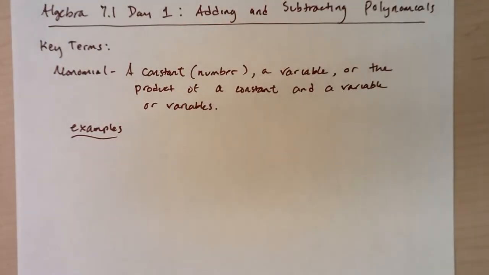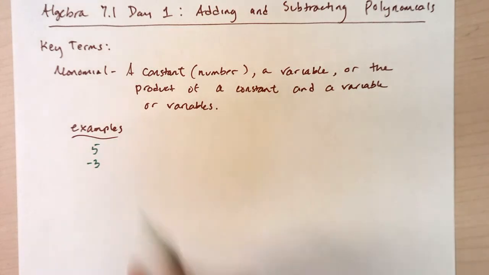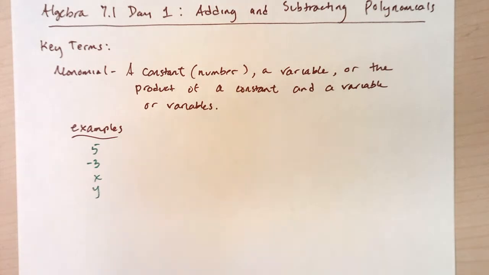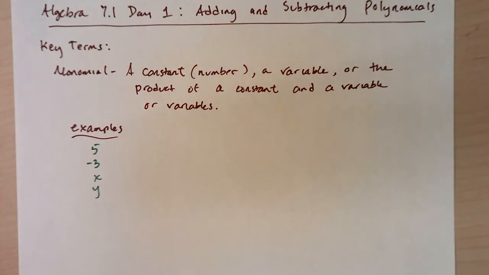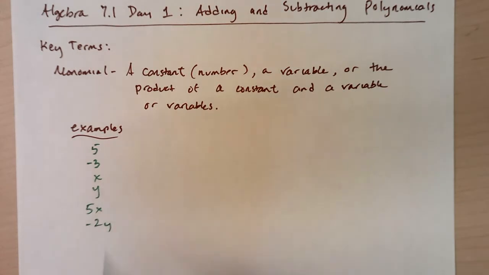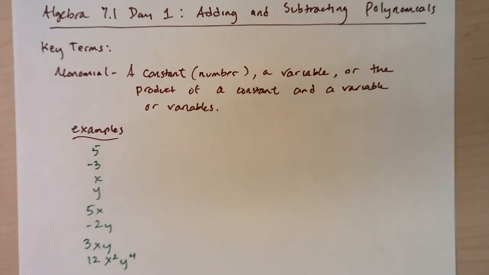If a monomial is just a constant, it could be something like 5. It could be something like -3. It could be a variable like x. It could be y. Okay. It could be the product of a constant and a variable like 5x, -2y, okay, or variables, like 3xy, 12x squared y to the fourth. Okay, you could have exponents for your monomials as well.